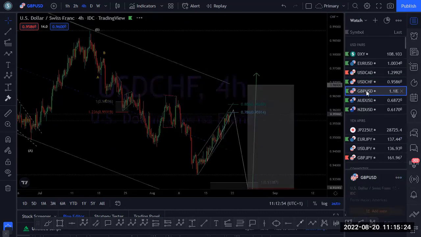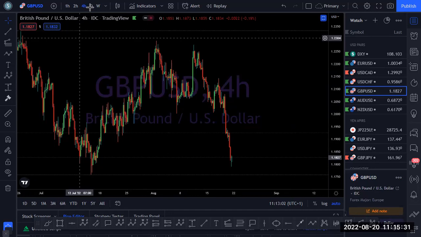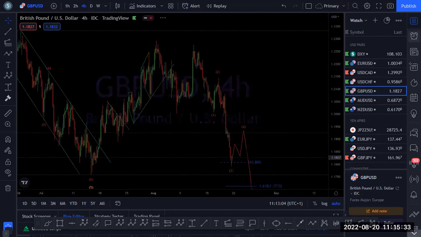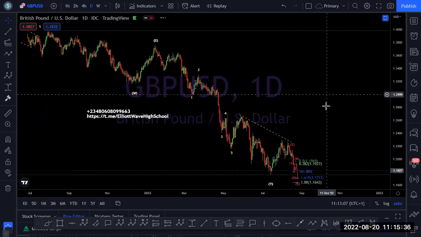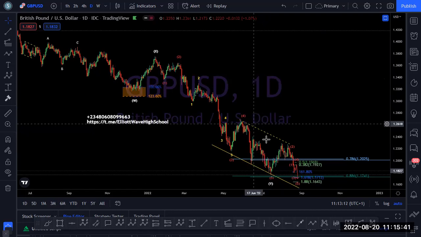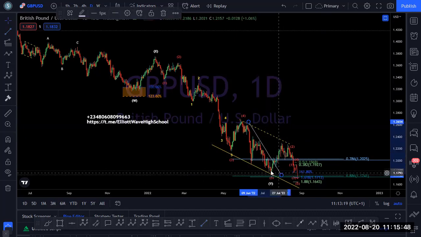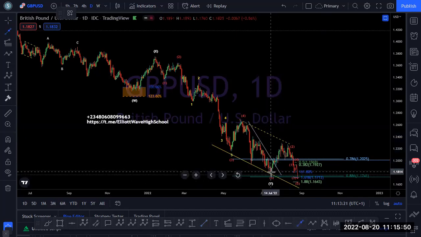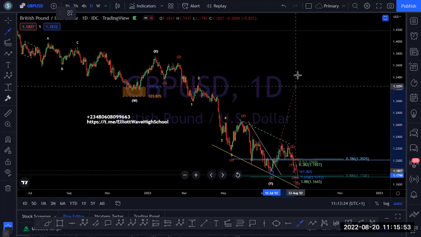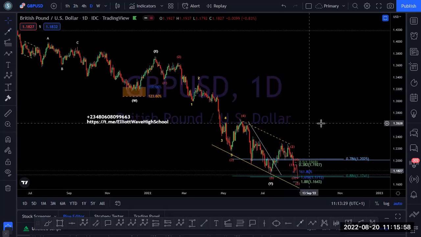Pounds USD. What are we looking for? Let me go to daily. Pounds USD last week, when this channel was broken, I was forecasting a higher move from here. But as I always say, the market moved but couldn't continue.